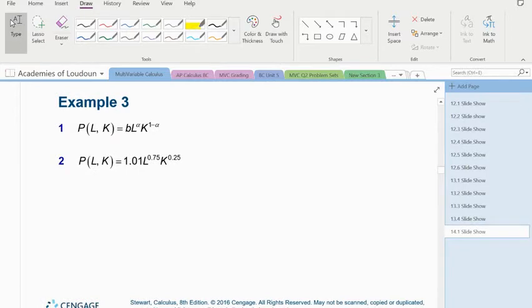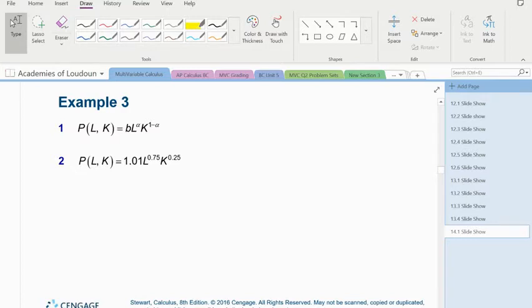So example 3, in 1928, Charles Cobb and Paul Douglas published a study in which they modeled the growth of the American economy during the period 1899 to 1922. They considered a simplified view of the economy in which production output is determined by the amount of labor involved and the amount of capital invested. While there are many other factors affecting economic performance, their model proved to be remarkably accurate.